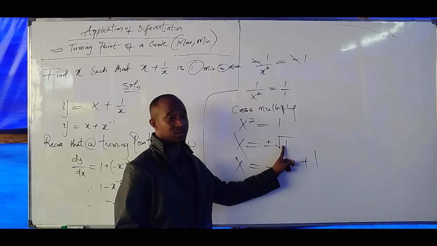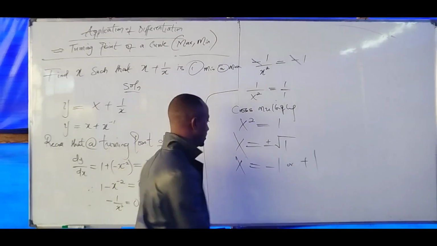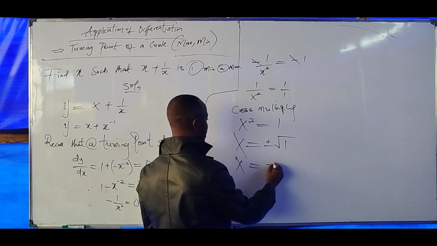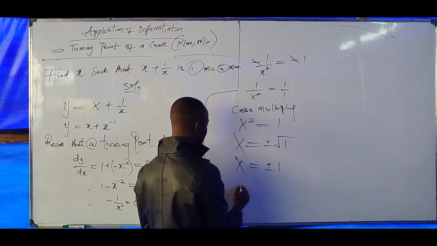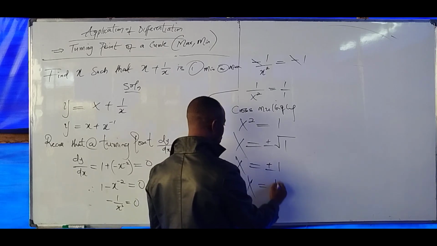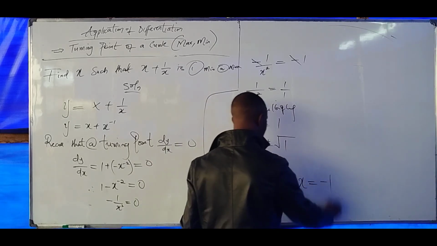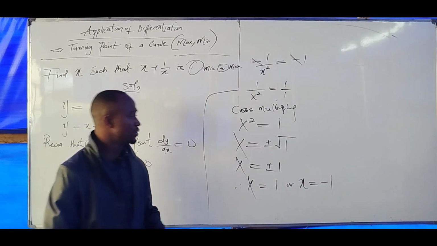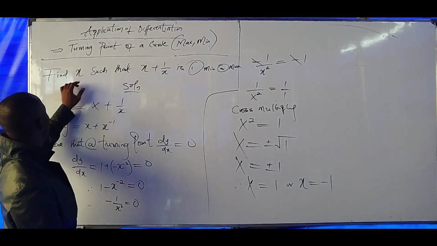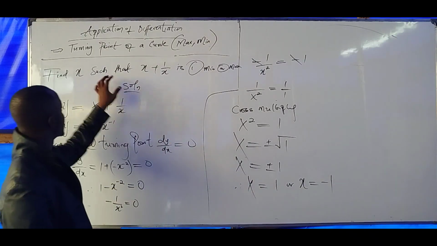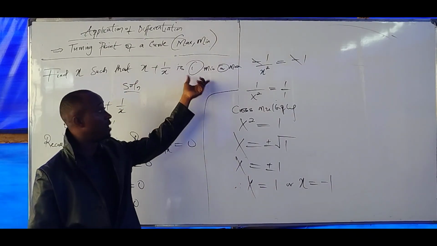The root of 1 is 1. Okay, let me come this way. Yes, plus or minus. What's the root of 1? 1. Therefore, our x is equal to 1, or x is equal to minus 1. But this is not all. We have to find x such that this is either minimum or maximum. We have done that, right?